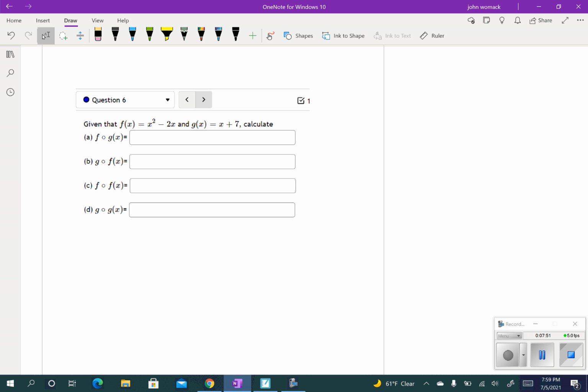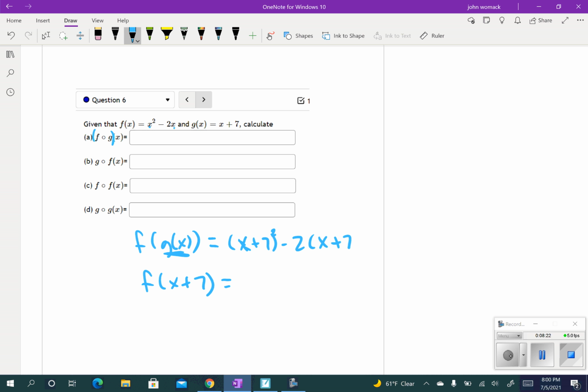So first one, f of g of x. It's kind of a weird way to write it. I kind of wish they had parentheses there, but it's okay. So f of g of x. Start with your inside one, which is g of x. It's x plus 7. Okay, take x plus 7. We're going to plug it in for x here and x here. So that would be x plus 7 squared minus 2 times x plus 7.